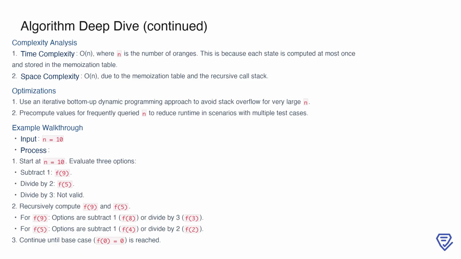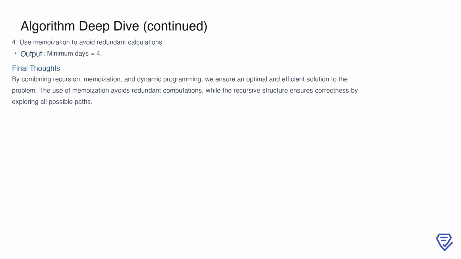For f(9), we can subtract 1 to get f(8), or divide by 3 to get f(3). For f(5), we can subtract 1 to get f(4), or divide by 2 to get f(2). This recursive process continues until we reach the base case, where f(0) equals 0. At every step, memoization ensures that we don't recompute results for states we've already solved.